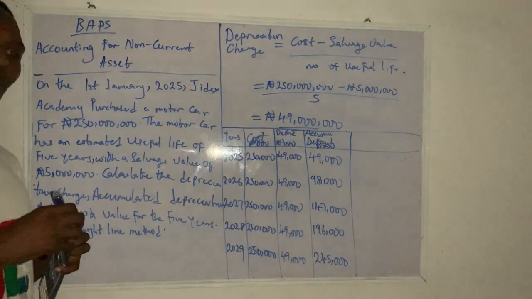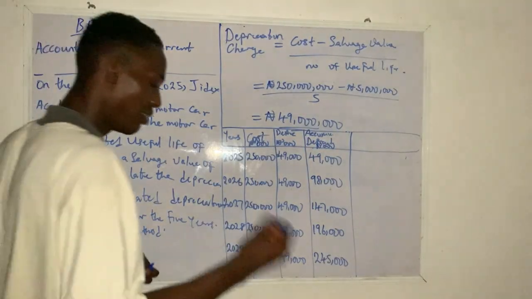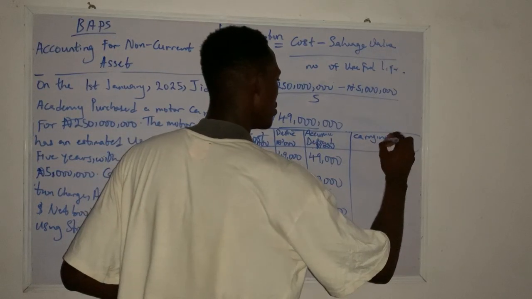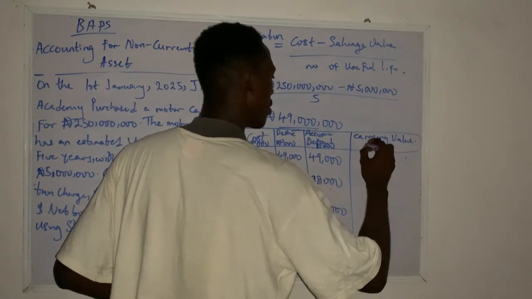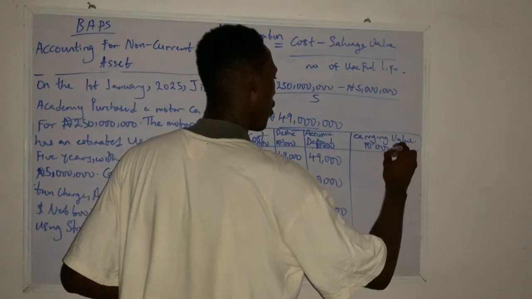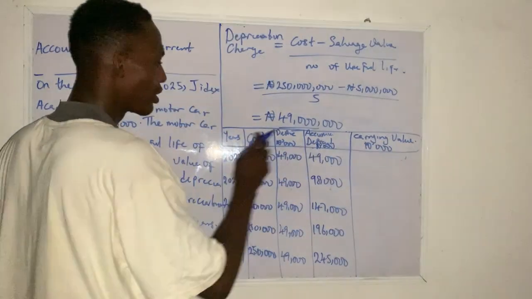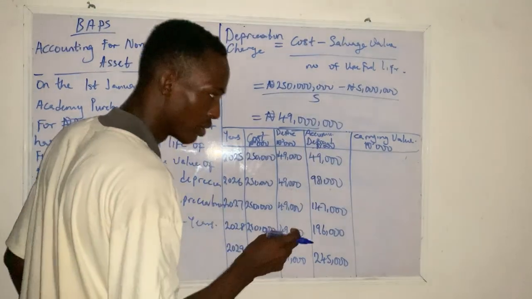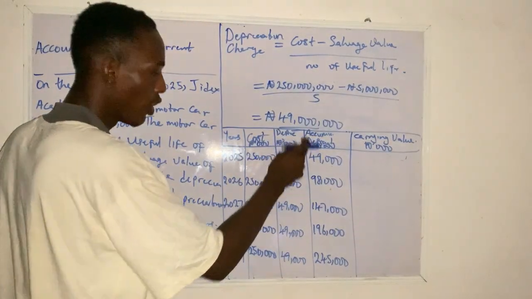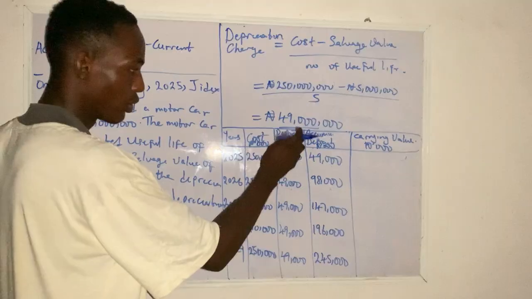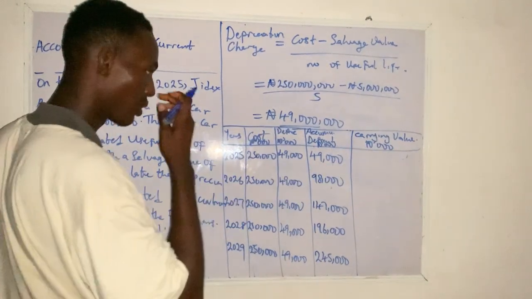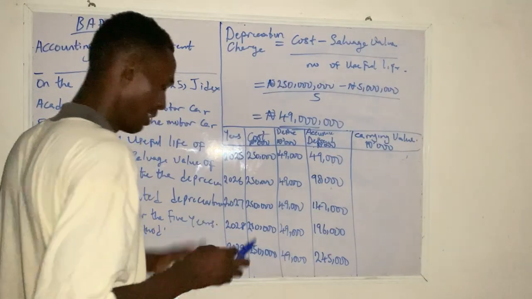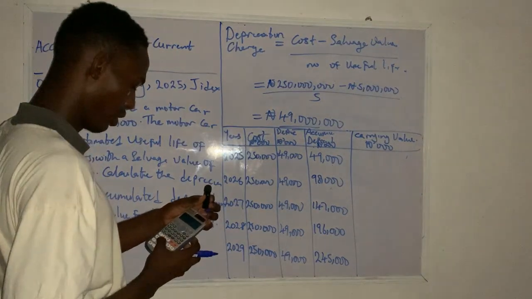Remember, in our statement of financial position, to get our carrying value, or net book value, it is what? Your cost minus what? Your accumulated depreciation, not your cost minus depreciation. All this item here is going to statement of profit or loss, while this item here is going to statement of what? Financial position. Your cost minus your accumulated depreciation.